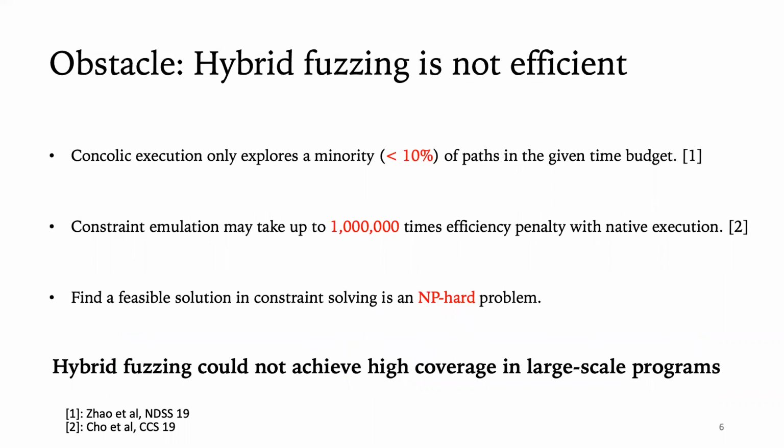However, hybrid fuzzing suffers from an efficiency issue. From existing studies, we know that symbolic or concolic execution is expensive for large-scale programs with an enormous number of paths, while finding a feasible solution in constraint solving is an NP-hard problem. Overall, hybrid fuzzing cannot achieve high coverage in large-scale programs.